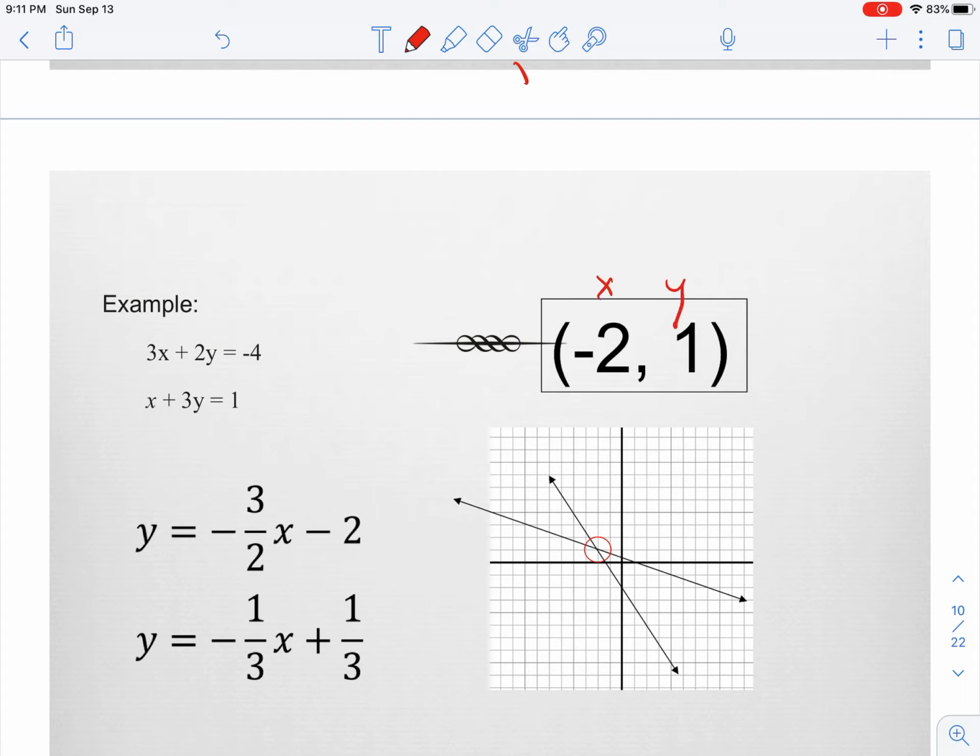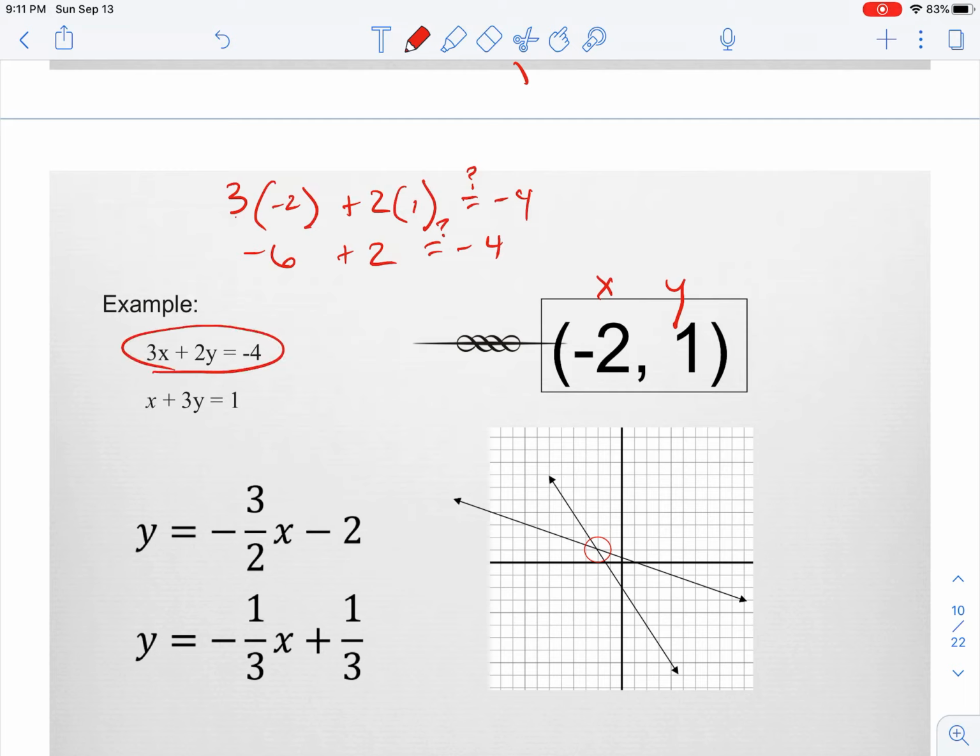So I'll just check it. This is my x value. That's my y. And so I go 3 times -2 plus 2 times y of 1 equals -4. Is that true? I'm checking this. 3 times -2 is -6. Plus 2, does that equal -4? You bet. So it works in this first equation.